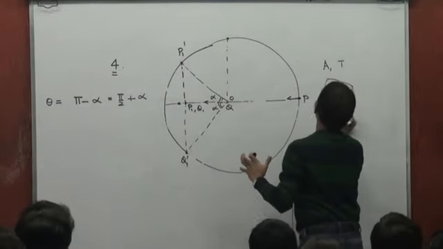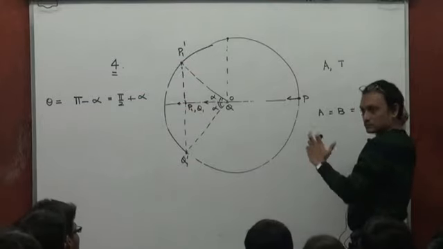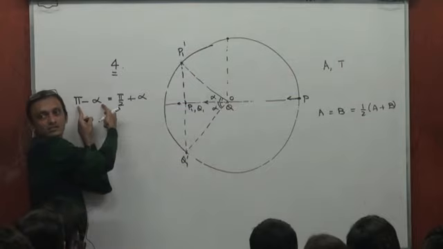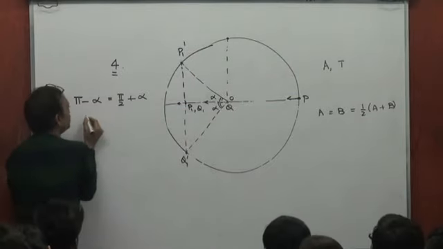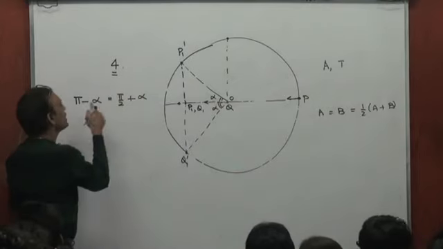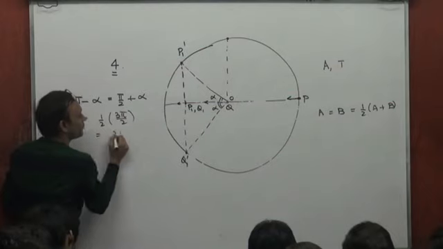If A is equal to B, then each will be equal to half of A plus B. Yes or no? So if theta is what I want to find, alpha is not my interest. If A equals B, then each will be equal to half of A plus B, so that alpha gets eliminated in one shot. Right? Each is equal to 3 pi by 2, so theta is 3 pi by 4.